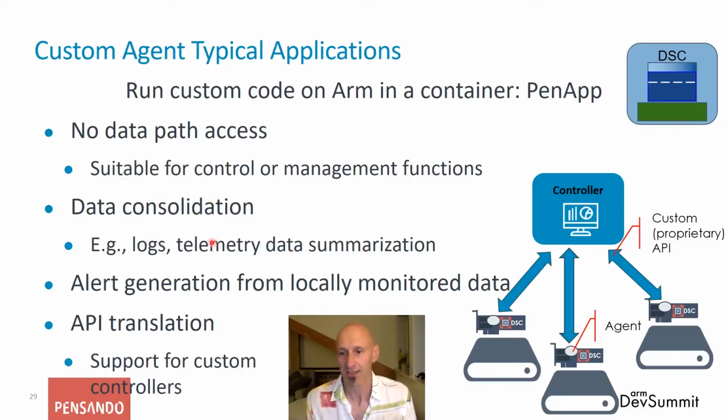They could collect logs and then create summaries on the card itself so that those logs don't need to be exported. They could generate alerts from data that they collect directly on the card, or they could be used to translate the API. So for example, like shown in this drawing here, a customer could use their own homegrown controller rather than using the Pensando one, and their own API to communicate with the card. An agent running on the card will translate the API, the proprietary or anyway different API of the customer, into the native API of the card.